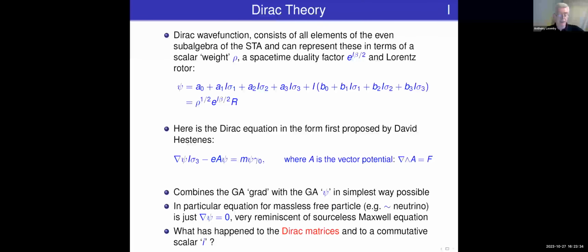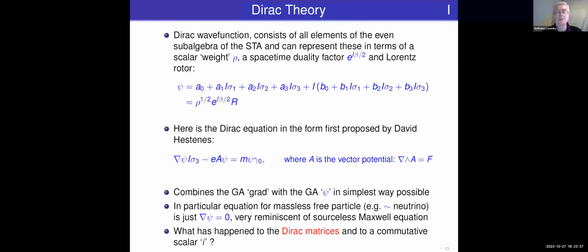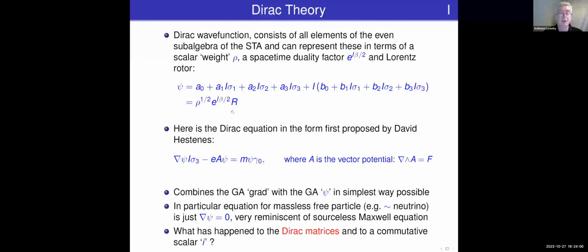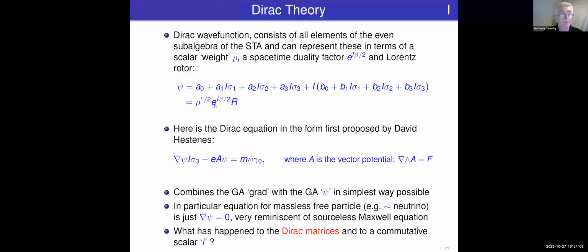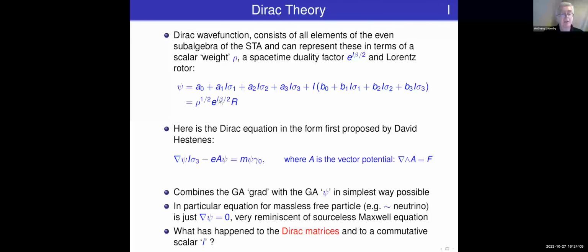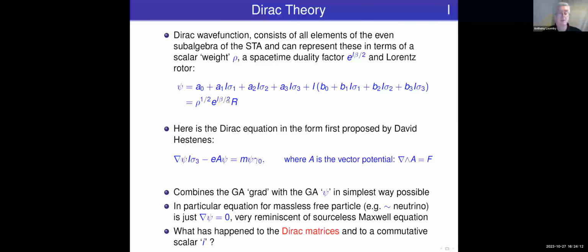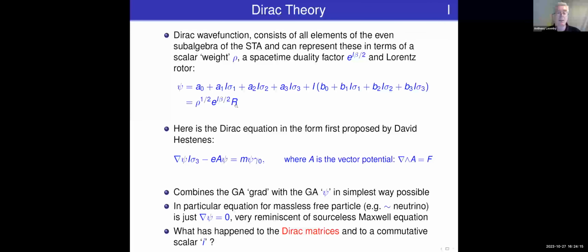Okay, so Dirac theory. The Dirac wave function consists of all elements of the even subalgebra of the STA. So there's 8 of them, and I've written here the 8 components out explicitly. It's rather nice that you can repackage these in this form. This is due to David Hestenes. There's a rotor that's got 6 degrees of freedom, a scale factor rho, which we write as rho to the half, and then a space-time duality factor e to the I beta over 2. So 1 degree of freedom there, 1 there, and 6 there.